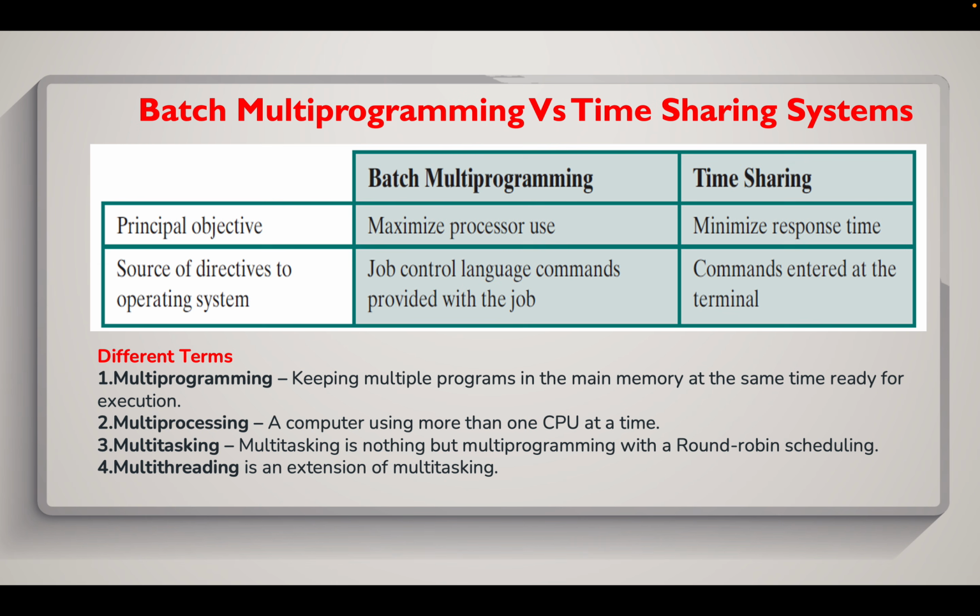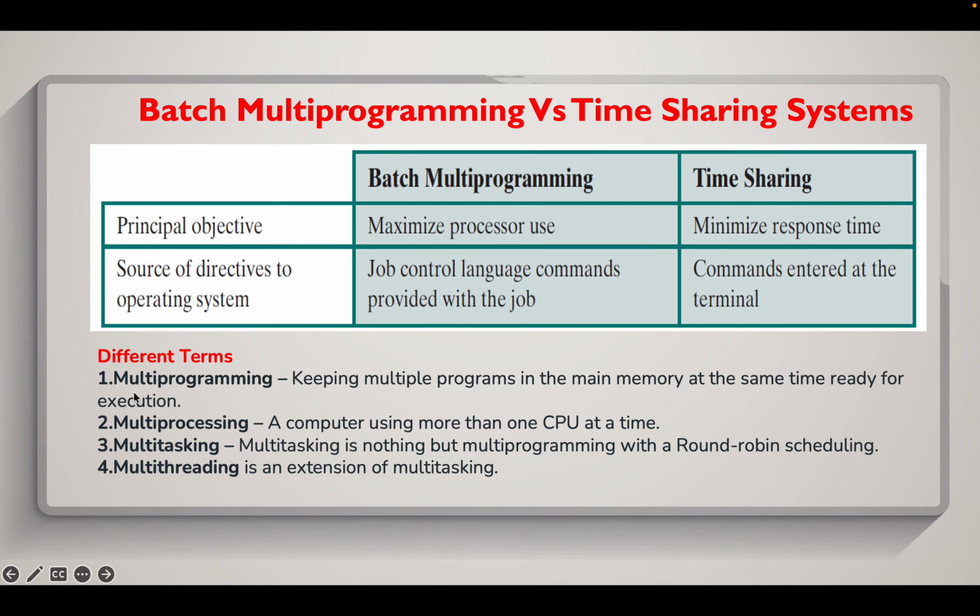So what's the difference between batch multiprogramming and time sharing? Batch multiprogramming aims at maximum processor use, whereas time sharing aims at minimum response time. In batch processing, job control language is used, whereas in time sharing, commands are entered at the terminal.